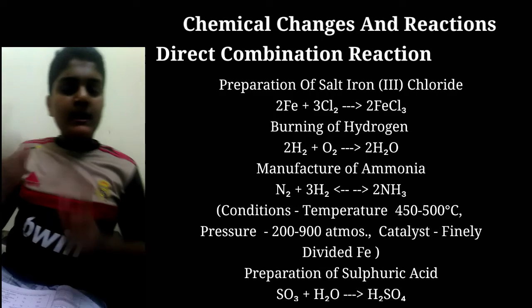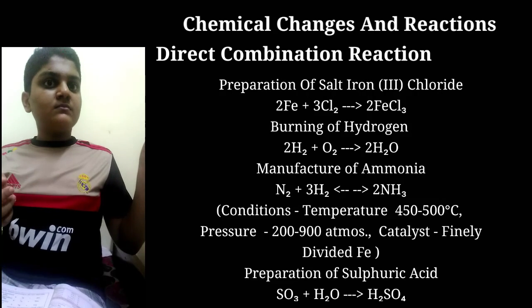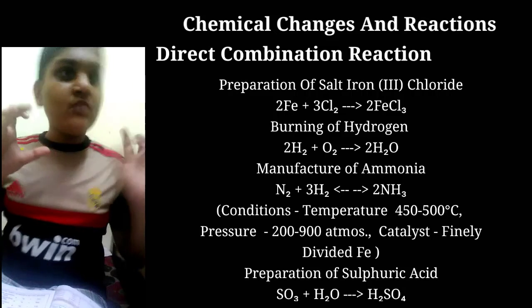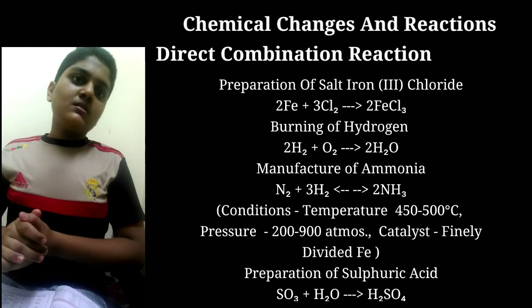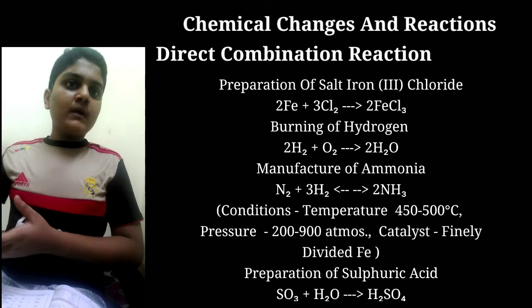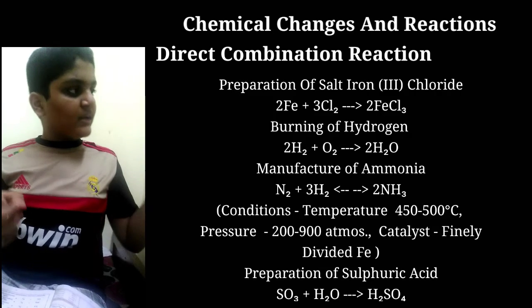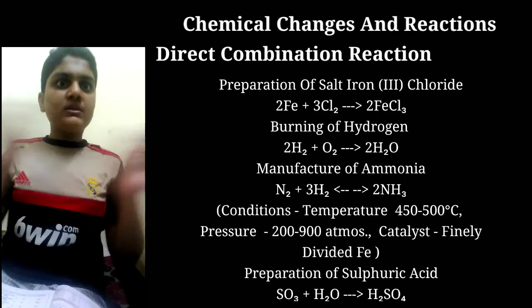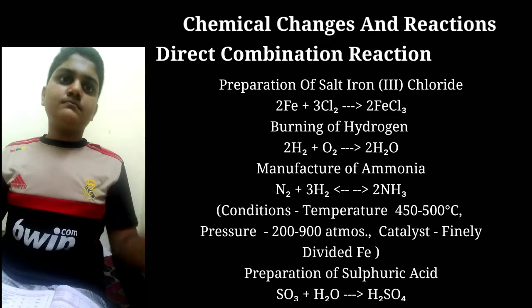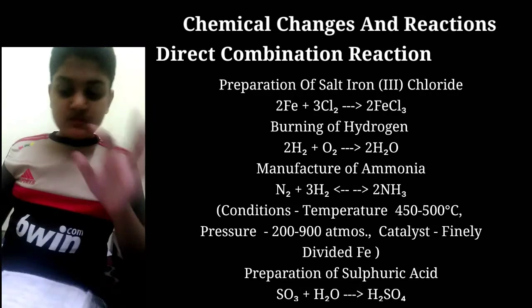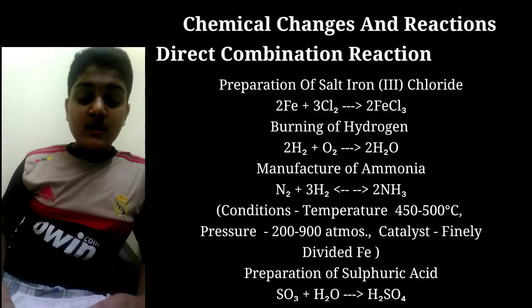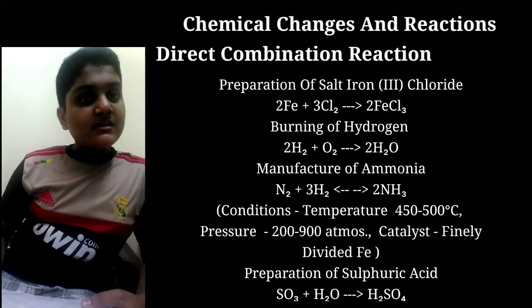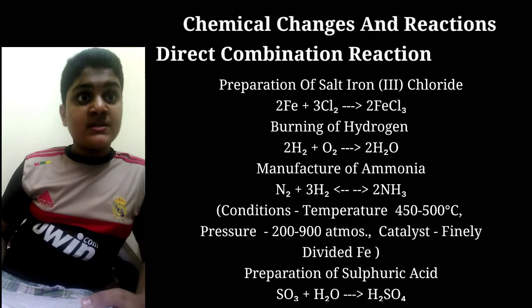Suppose you can do A plus B gives AB. If you heat A and B, you will get AB. But if you cool AB, you will get A and B. So if you do 1 plus 1, you will get 2, and you can write 2 as 1 plus 1. So they both are reversible. You can do it in any manner. So there are a few conditions. This process is called the Haber process, the manufacture of ammonia.